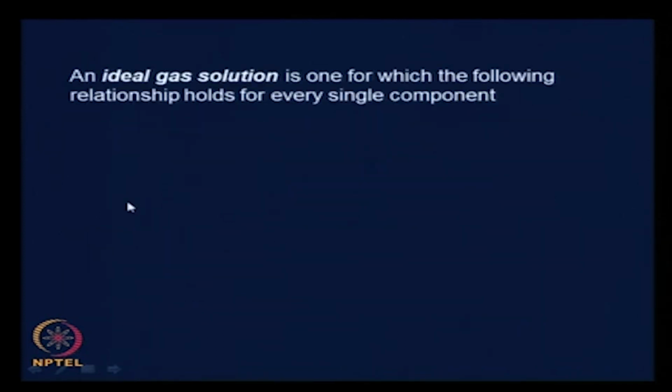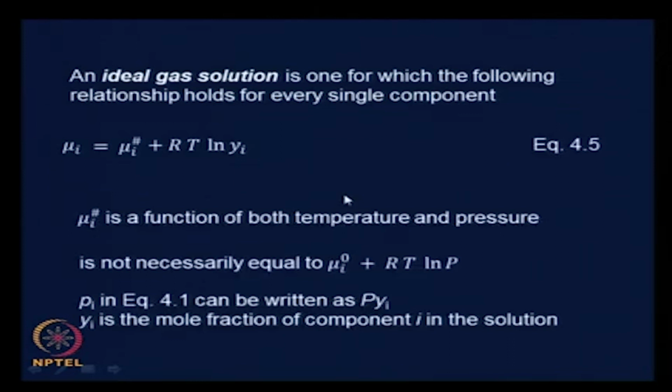Now we looked at ideal gas solutions. The ideal gas solution is one for which the following relationship holds for each component: mu_i equals mu_i hash, where mu_i hash is a function of both temperature and pressure, plus RT ln of the mole fraction y_i in the gas phase. Also note that mu_i hash need not necessarily be equal to mu_i naught plus RT ln P.